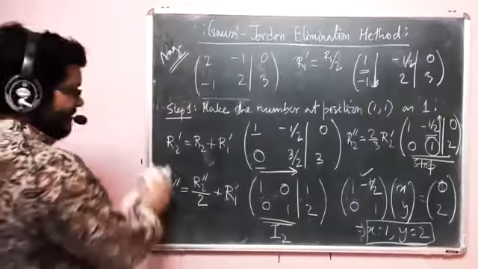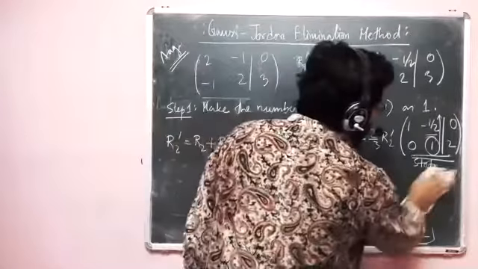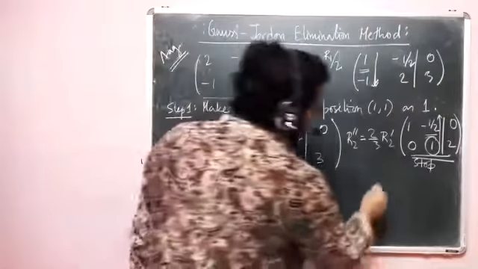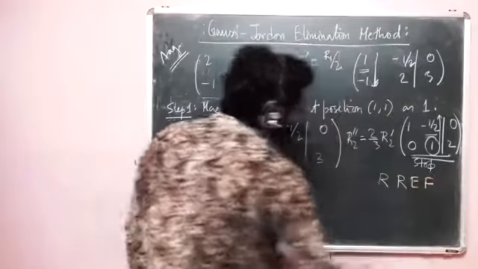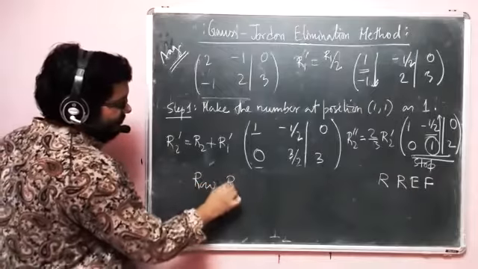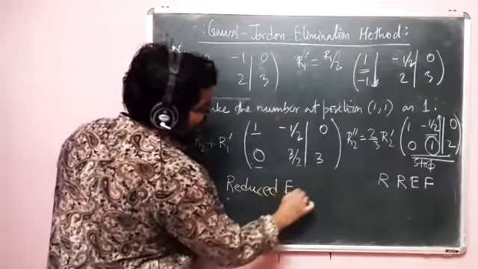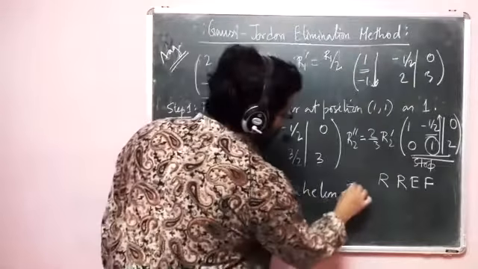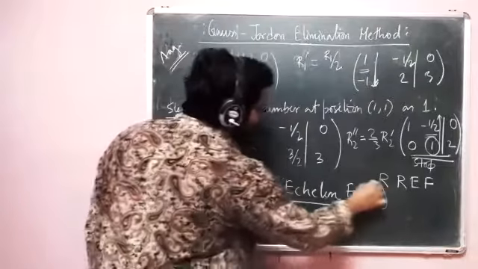So this form has a special name. This form is called row reduced echelon form. I am writing the complete term. So row reduced echelon form. Okay.